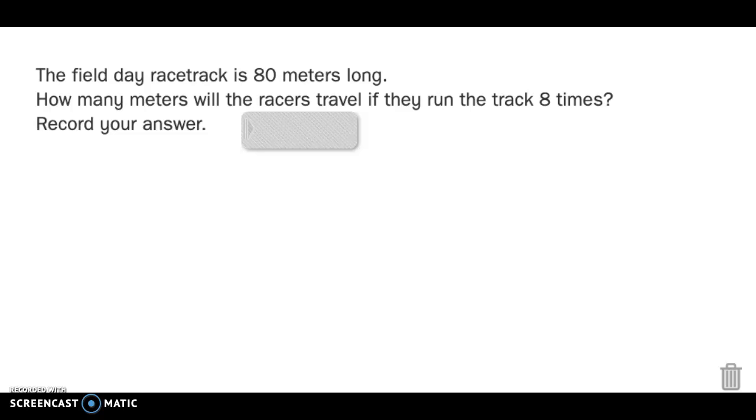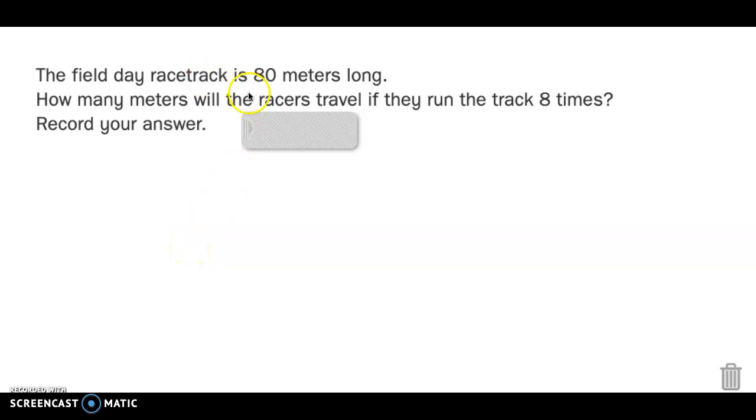All right, third grade, we are on 8-2 math message. You should have out another piece of paper and something to write with. Okay, our question says the field day racetrack is 80 meters long. How many meters will the racers travel if they run the track 8 times? Record your answer. So let's underline what we know.